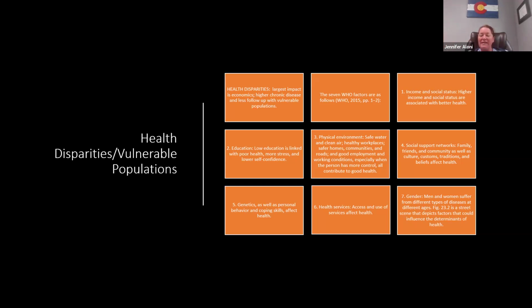Health services, do we have access to it? Do we have social supports that are going to be helpful? Okay. Do we have a family? Do we have friends? Do we have a community? We also know gender plays a part here. Men and women suffer from different types of illnesses at different ages. Okay.